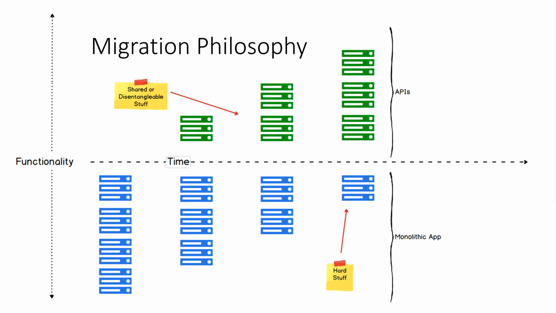You're not trying to win any prizes here for, you know, following the one true architecture. You're really just trying to modernize and do it efficiently. So all the stuff that's shared, or shareable or disentangleable ends up as APIs, and all the stuff that's not stays where it is, and everything's fenced off and happy.